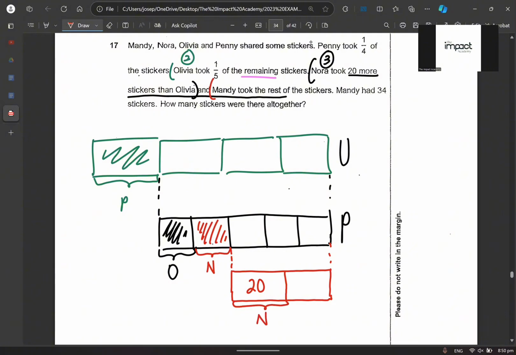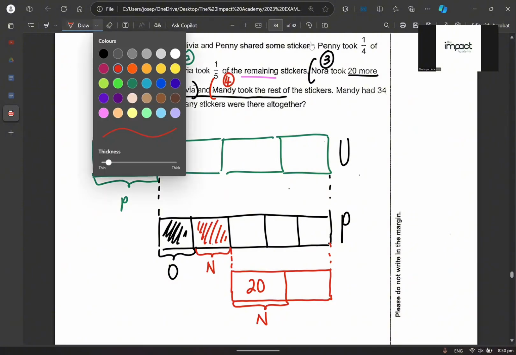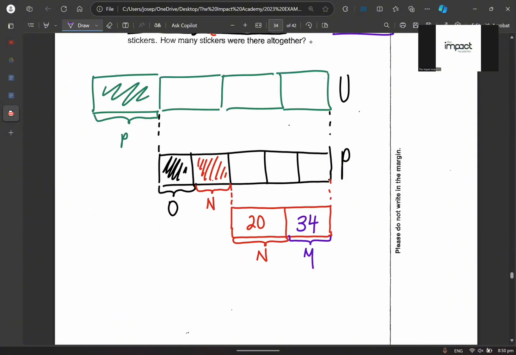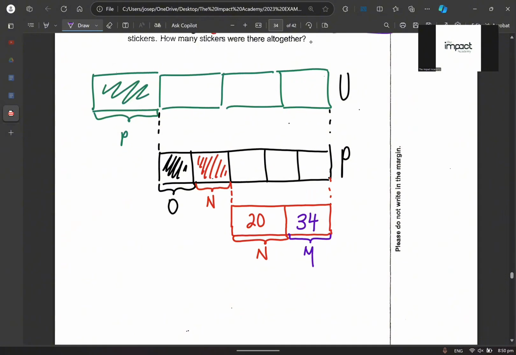Mandy took the sentence number 4. Mandy took the rest. So which one is Mandy? This one. What is the rest? 34. Because the question said so. I didn't guess, but the question said so. Are you all understanding? What should I do? Very good.